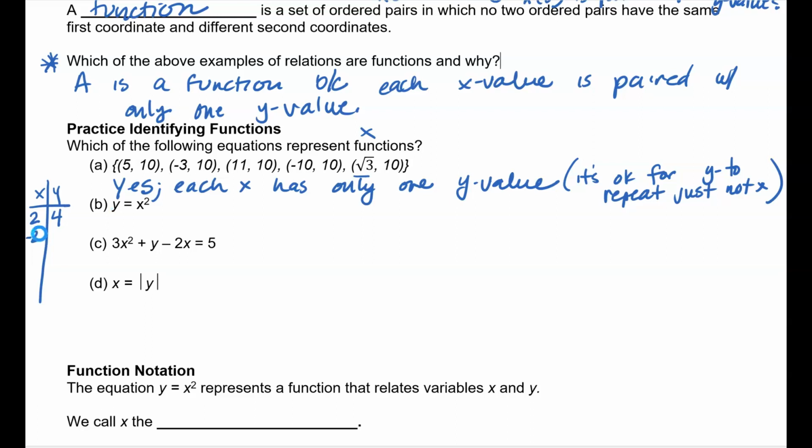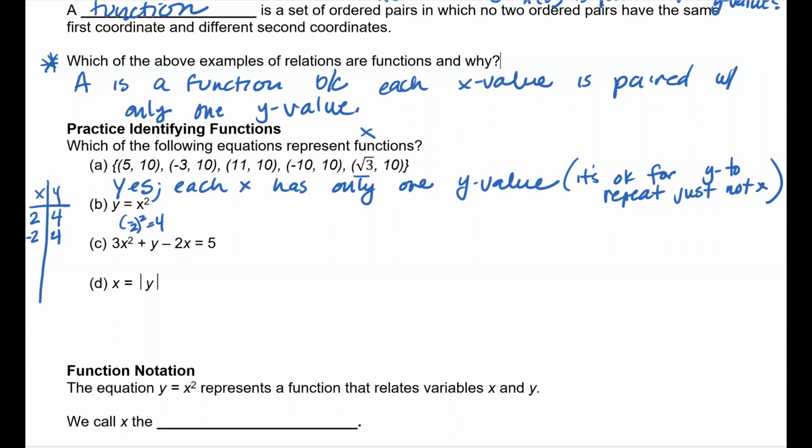Like maybe I tried negative 2. Well, negative 2 squared is positive 4. And so yes, I got the same Y, but remember in part A that happened and that was okay. It's okay to have Y repeat. You just don't want the X to repeat because then that tells you that it goes to more than one Y. And you could keep doing this.